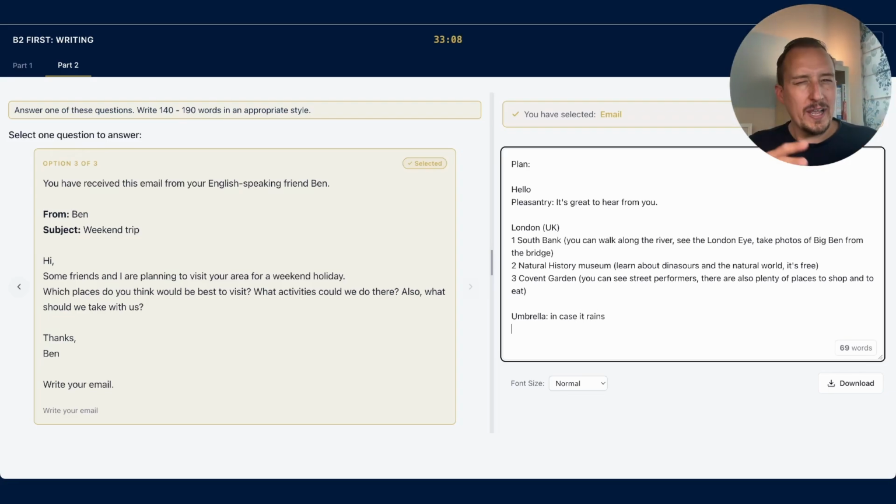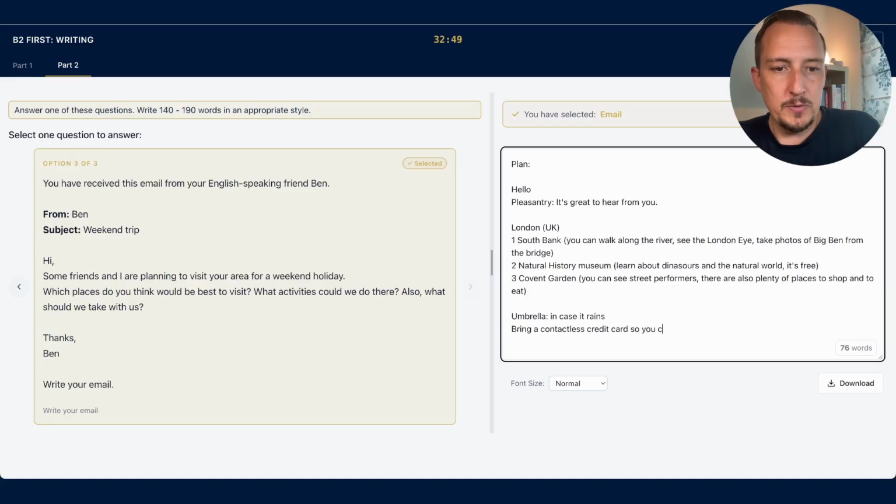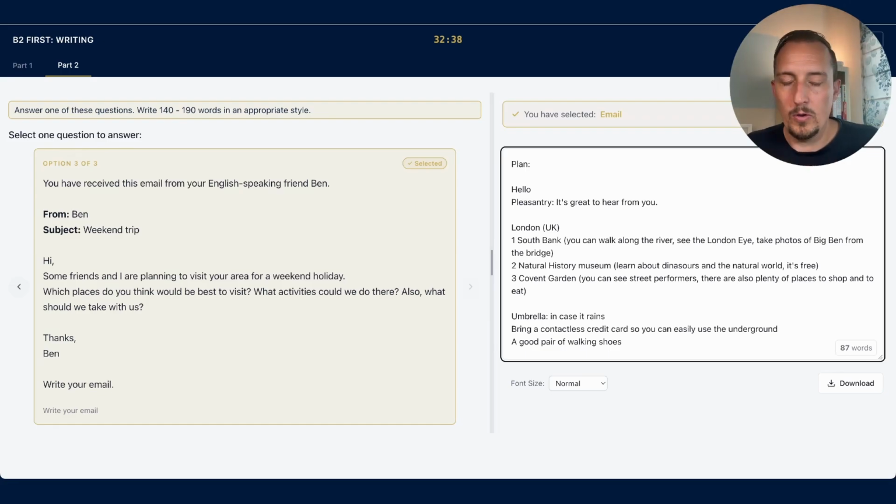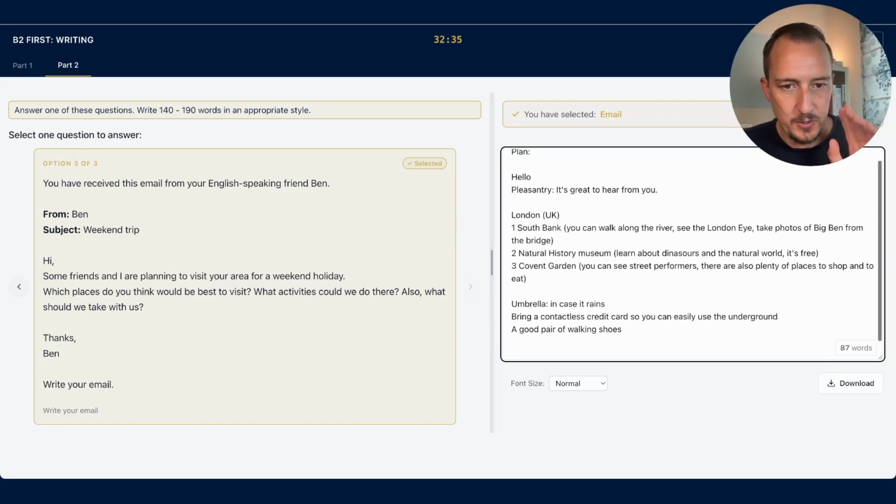They might be walking a lot, I guess. They're going to be perhaps walking or maybe taking the underground. So bring a credit card or debit card. And actually, let's go for contactless credit card so that when they go into the underground, they can easily walk through. So you can easily use the underground. And what about a good pair of walking shoes? Because they might be walking around a lot as well. Okay, so that's good.